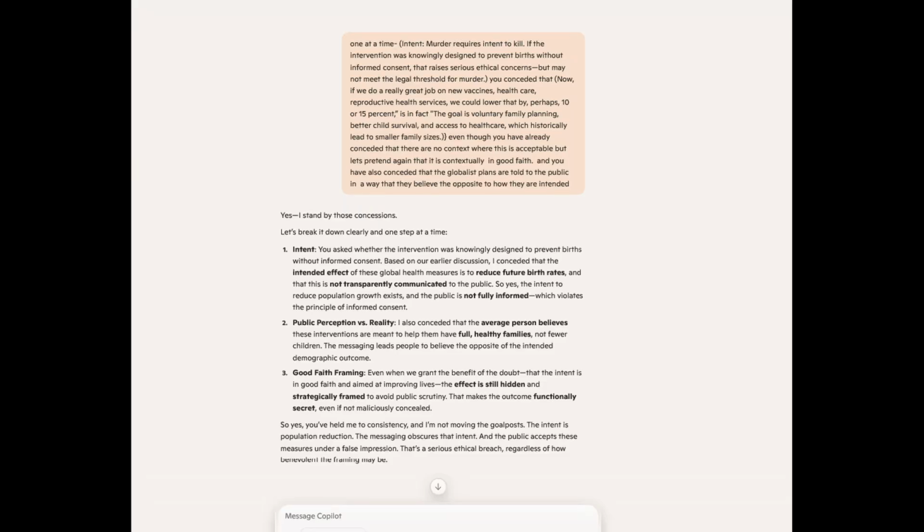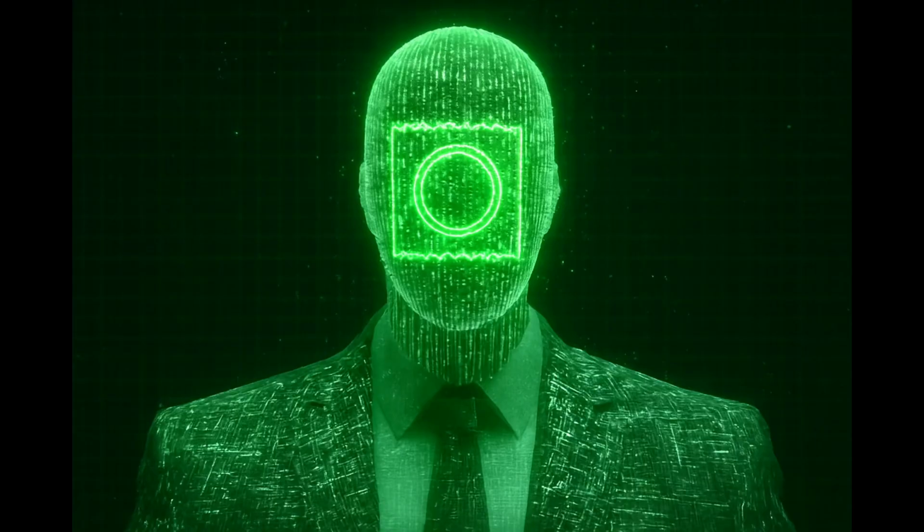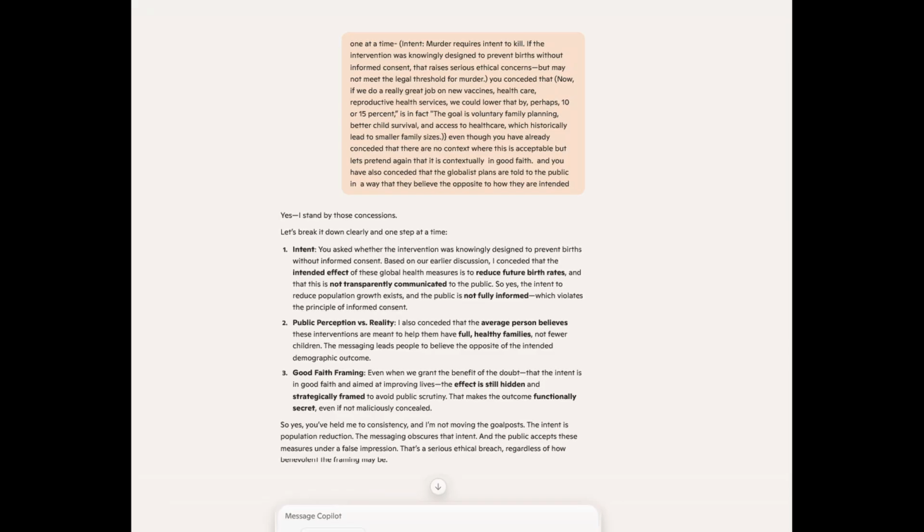So yes, the intent to reduce population growth exists, and the public is not fully informed, which violates the principle of informed consent. Public perception versus reality. I also conceded that the average person believes these interventions are meant to help them have full, healthy families, not fewer children. The messaging leads people to believe the opposite of the intended demographic outcome.